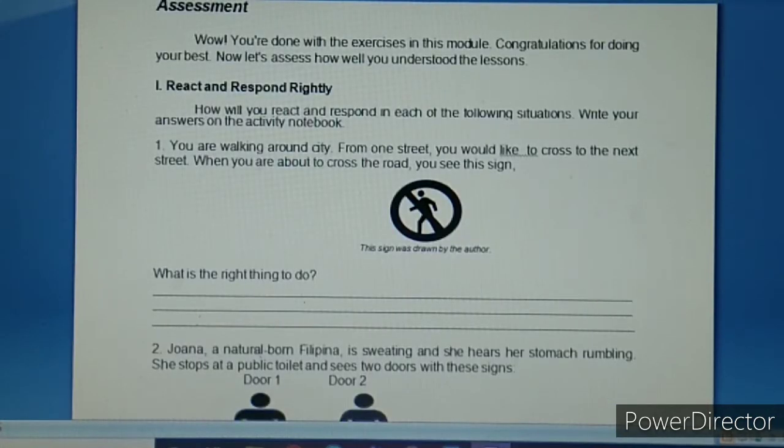Well, you're done with the exercises in this module. Congratulations for doing your best. Now let's assess how well you understood the lessons. So react and respond rightly. How will you react and respond in each of the following situations? Write your answers in your answer sheet.